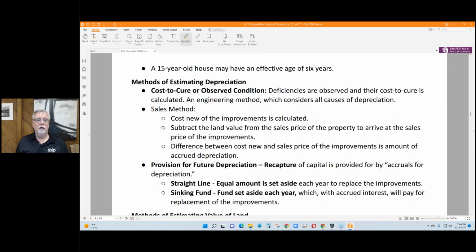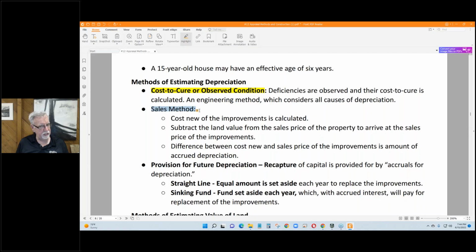Other methods of estimating depreciation: what would it cost us to cure and fix everything that's wrong? It's just, that 7-unit multifamily, our list of things we're asking them to fix, it was built in the 1920s, is like several pages long.